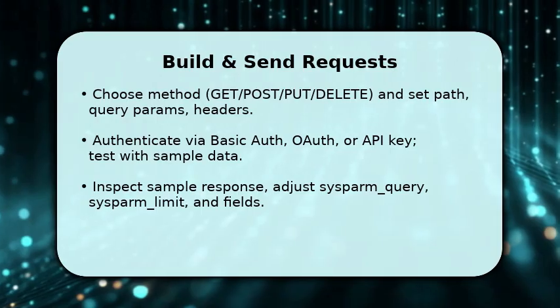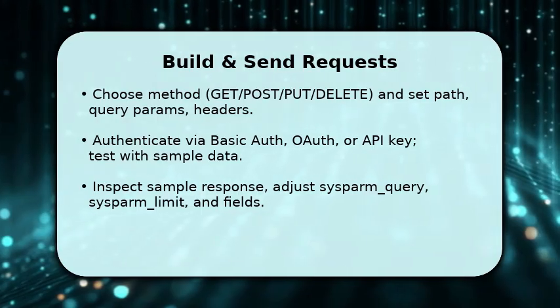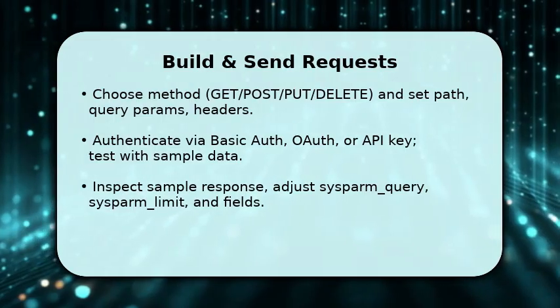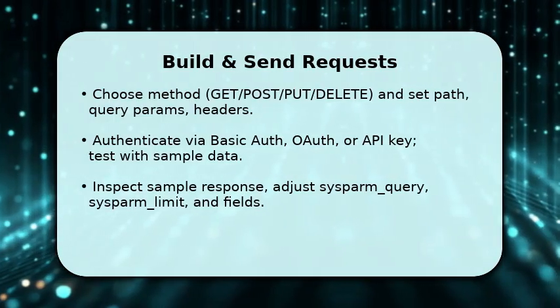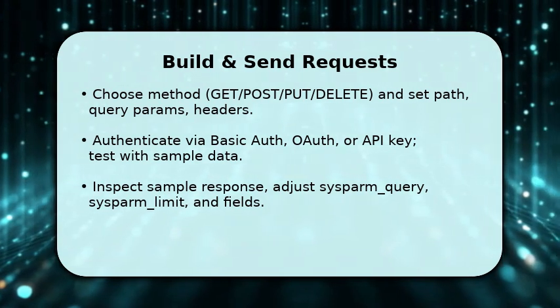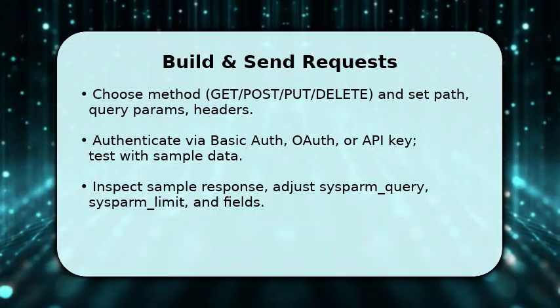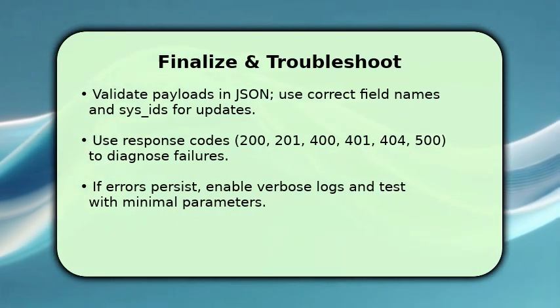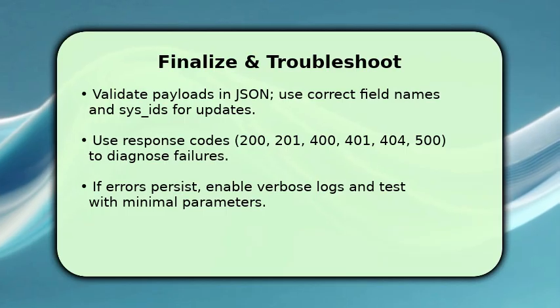Once done, send the request and inspect the JSON response, looking at field names and payload structure, so your downstream code maps correctly. Finish by validating request payloads and saving a working example you can reuse. When updating, use the record sys_id and ensure required fields are present. When creating, check for response 201 for success.